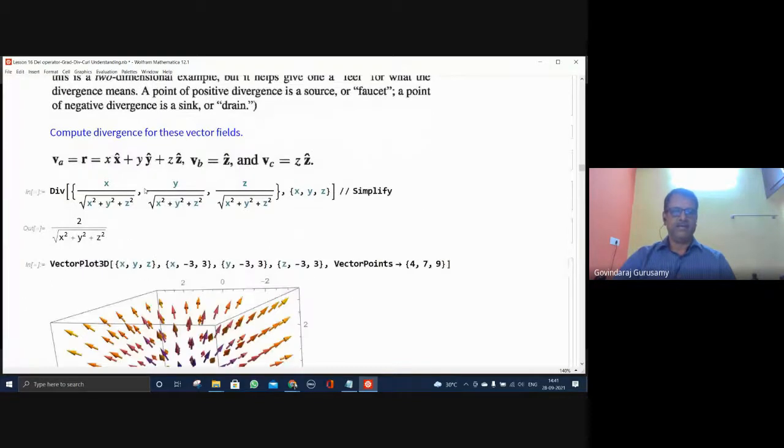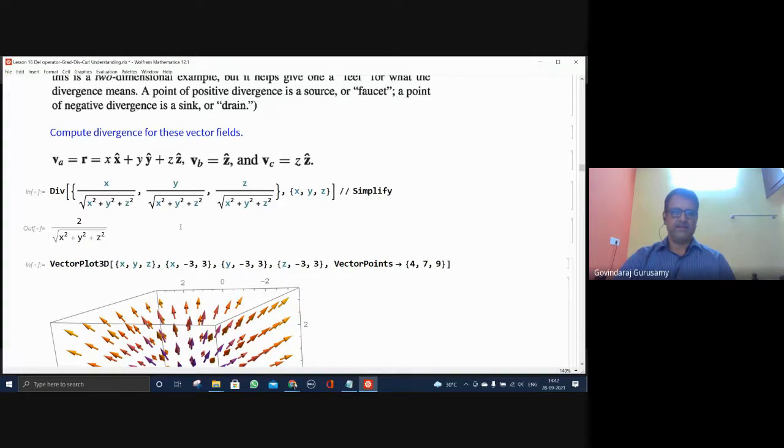Now we can see you have a vector r. You are able to see this. The r vector is represented as x with the unit vector x, y with the unit vector y. This is the va vector, and this is the vb vector, which is equal to z cap, no other component. vc is z with the magnitude, with a z cap. So there are three vectors. Now, what is the divergence of this?